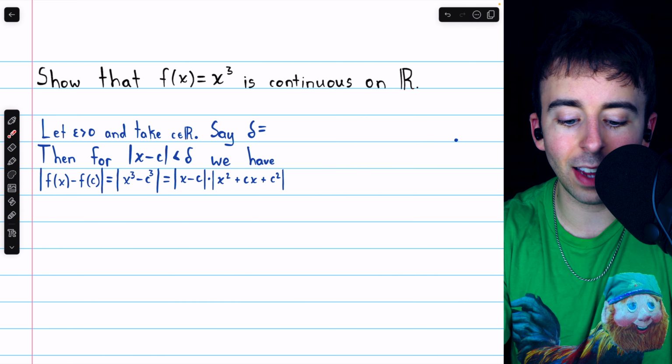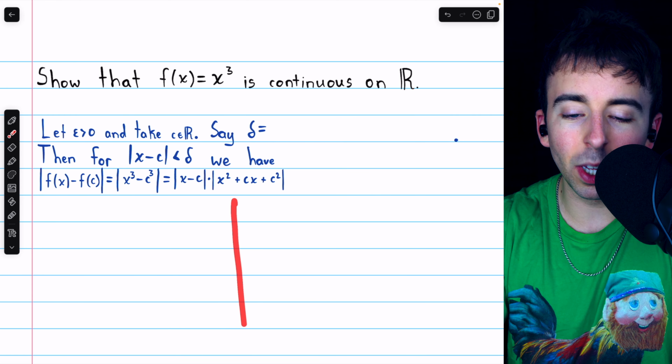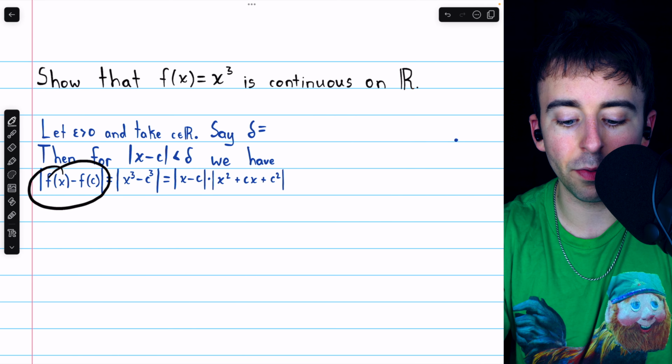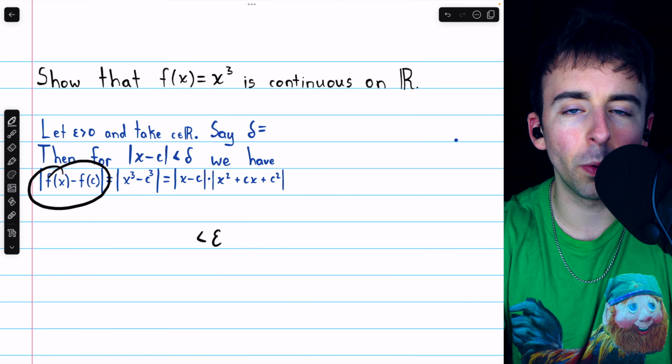And then we'll be able to say that as long as the absolute value of x minus c is less than delta, we'll have all of our steps which show that the distance between f of x and f of c is less than epsilon. Let's start going through the steps.